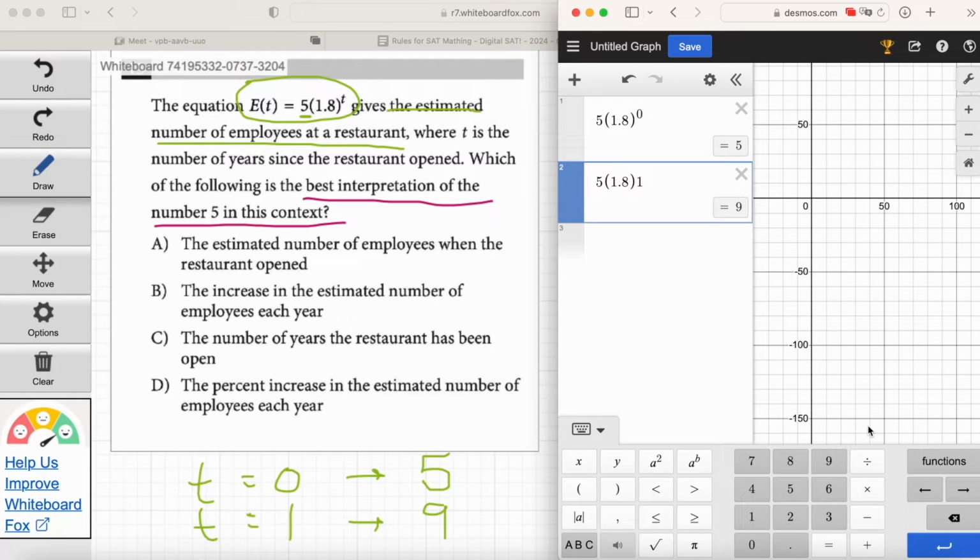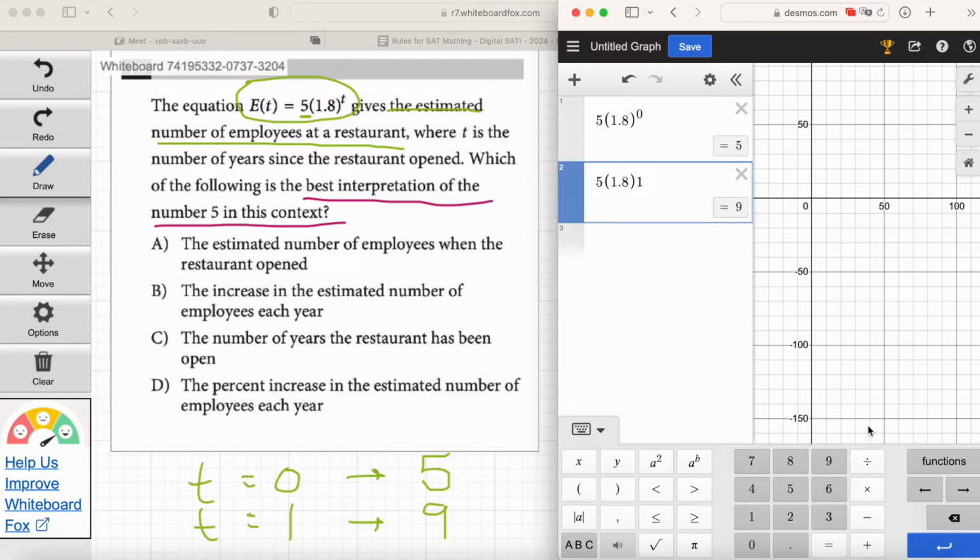But I just want to show you this. We can plug in a 2 and we'll get another increase. You know, we should. We will. But I think this is enough to give us the right answers. Let's test these answer choices right now, just based on what we know. We know after no years have passed, we got 5 employees. After 1 year's passed, we got 9 employees. And we're looking for the best interpretation of the number 5.